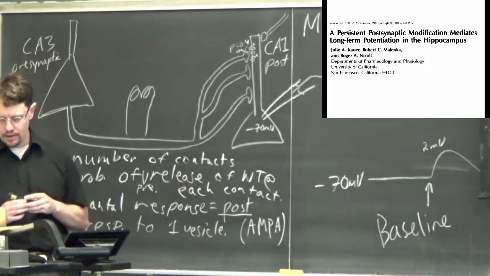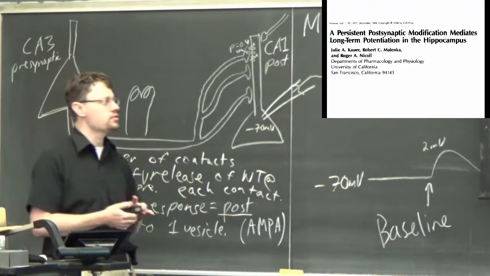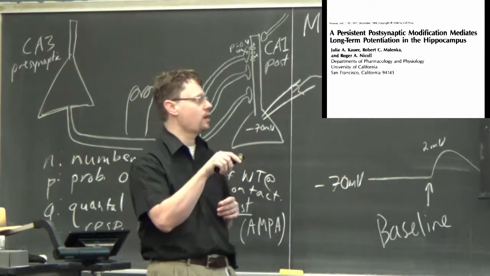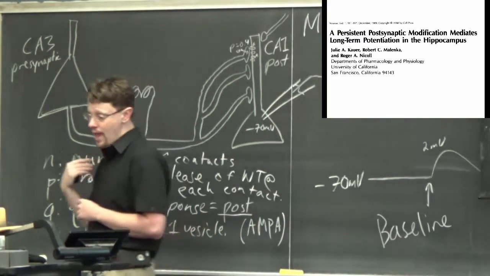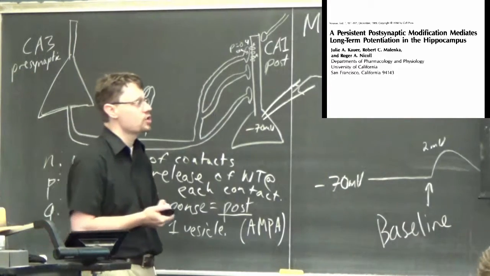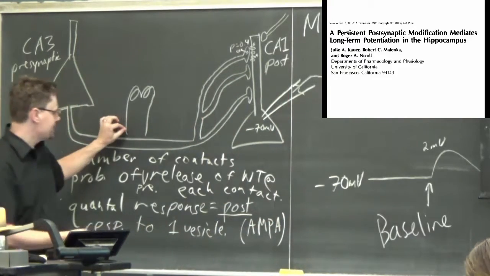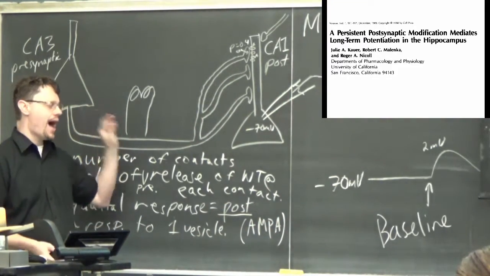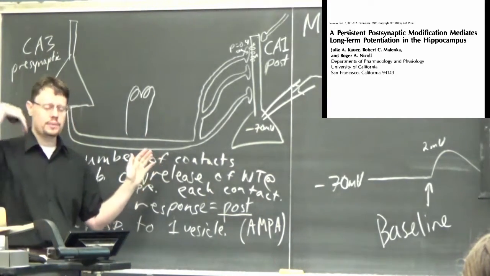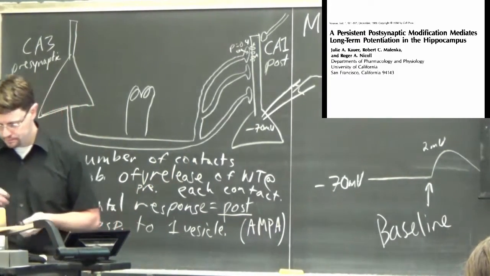And so the paper that we're going to study and talk about for the next 15-20 minutes or so is one where Julie Kauer did the work, in collaboration with Rob Malenka and Roger Nicoll. As you can tell from the title, their claim is that there's a postsynaptic change that's causing long-term potentiation. So when you stimulate this axon a whole bunch of times and then go back a little while later to stimulating once at a time, the reason the response is bigger is because there's been some postsynaptic change, in particular the addition of more AMPA receptors.